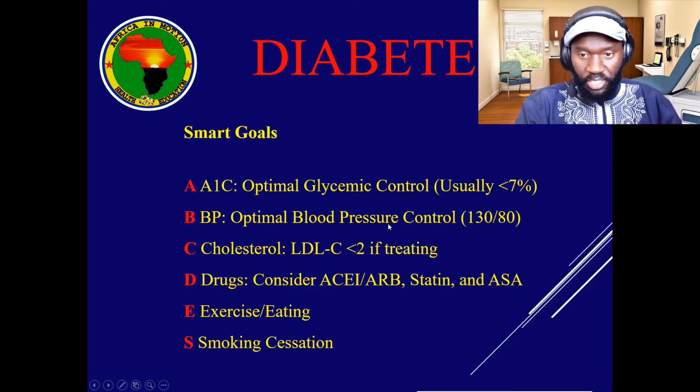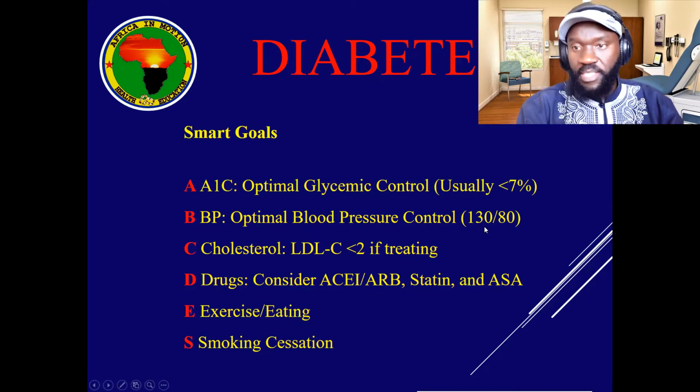If your blood pressure, because we saw there is a close link between high blood pressure and diabetes, you try to keep it at 130/80. If it is around this value, then you are moving very well.